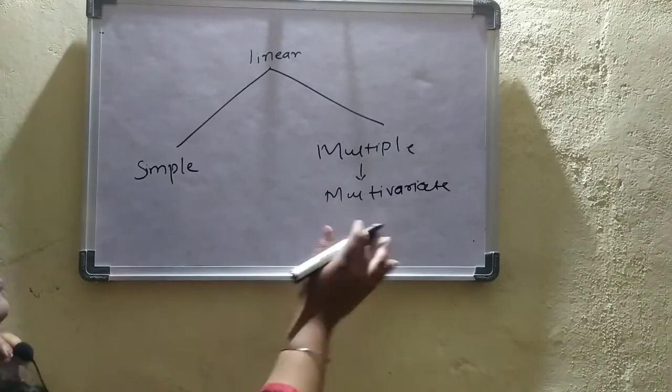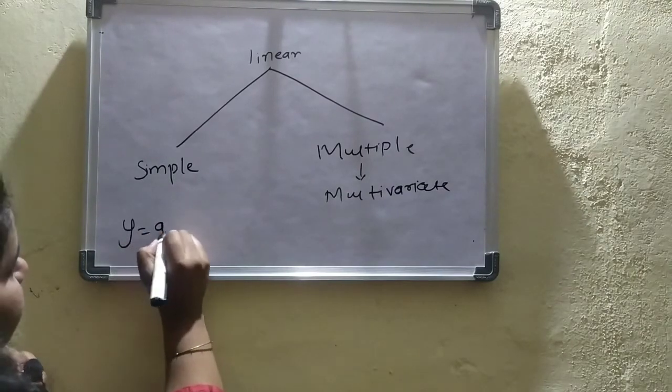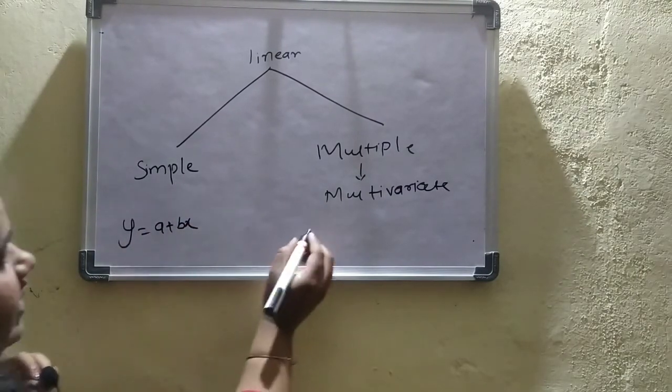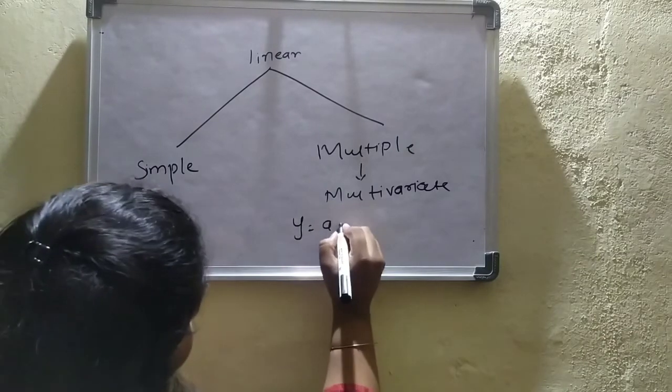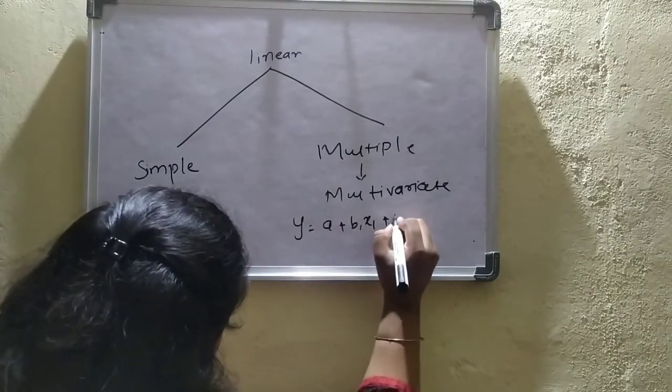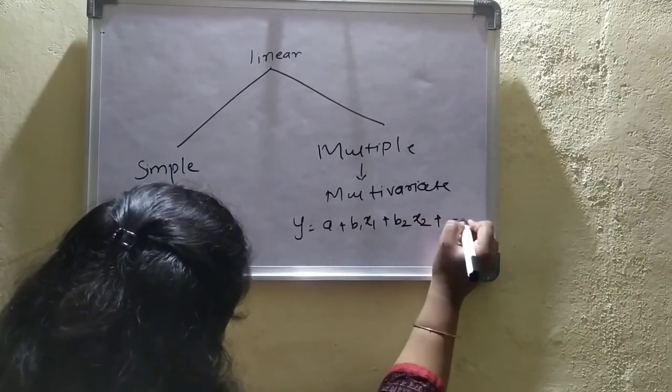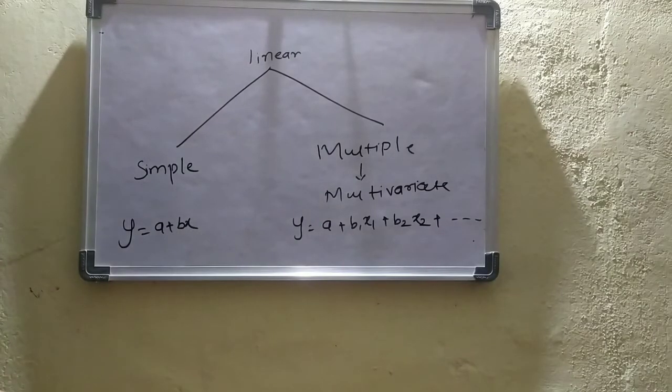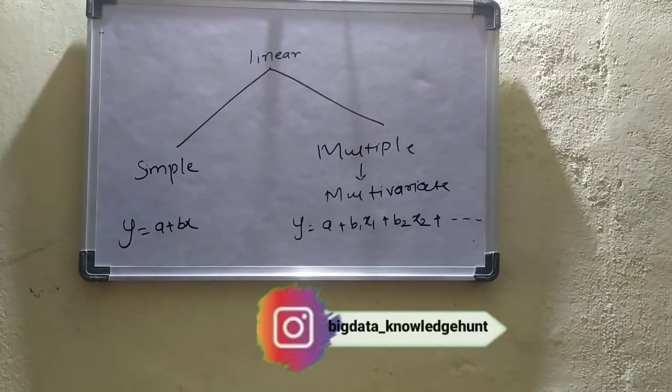Multiple is also called multivariate linear regression. The formula for simple is y is equal to a plus bx, and for multiple it is y is equal to a plus b1 x1 plus b2 x2 plus b3 x3 and so on. So this was the basic categorization of whatever we have learned till now. In the next video we will see one numerical example.